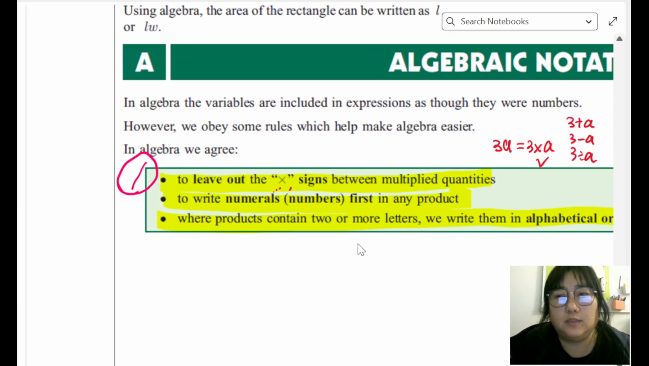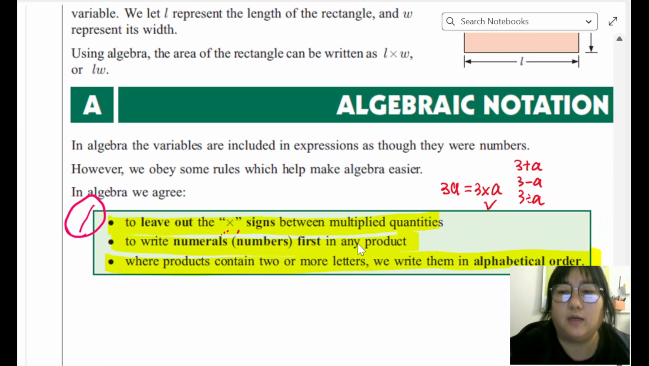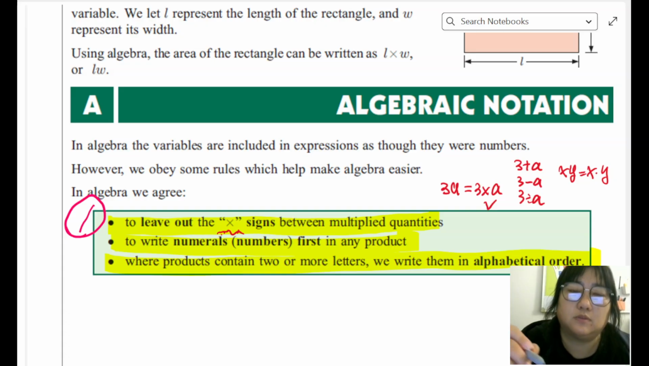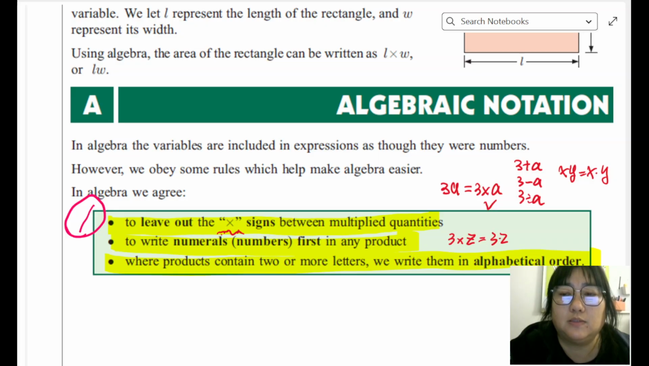Same way, you can see here, if we have xy, that still means x times y. Why? Because only the times sign can be left out. So rule 2 is if you write numerals, they have to be first in any product. When you see the result, like 3 times z, we have to write 3z, okay? We can't write z3. The number has to be first.